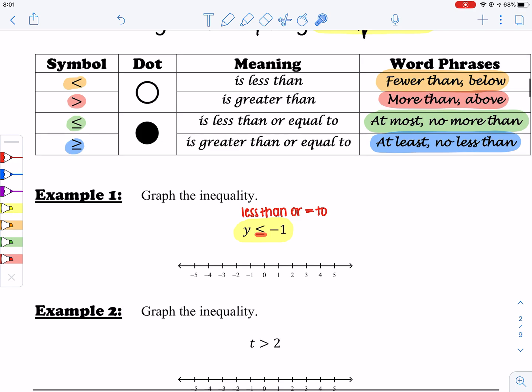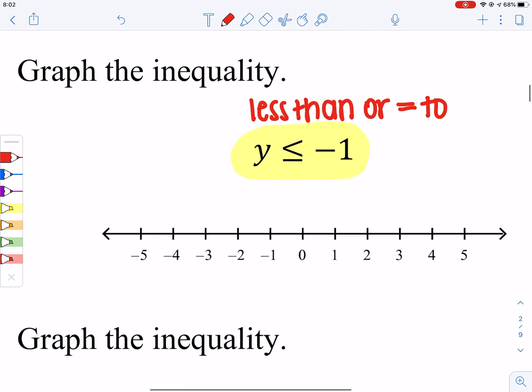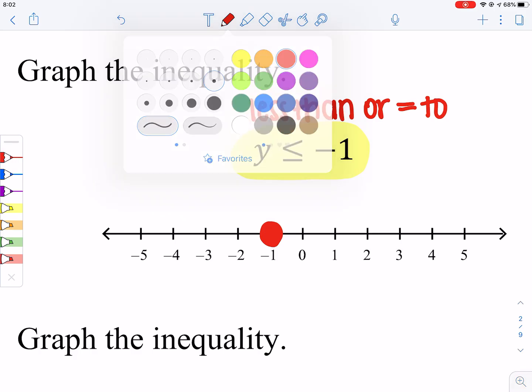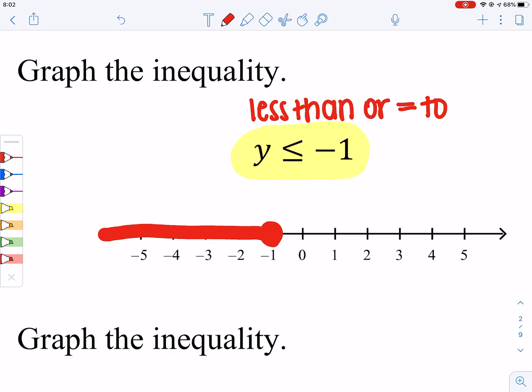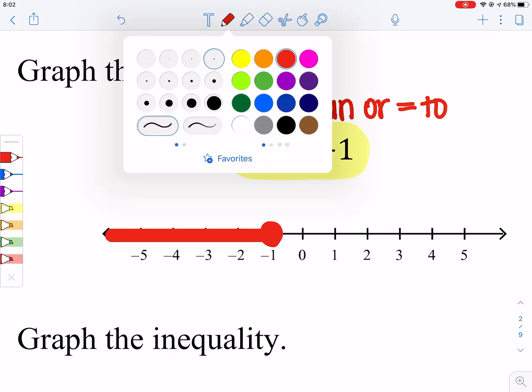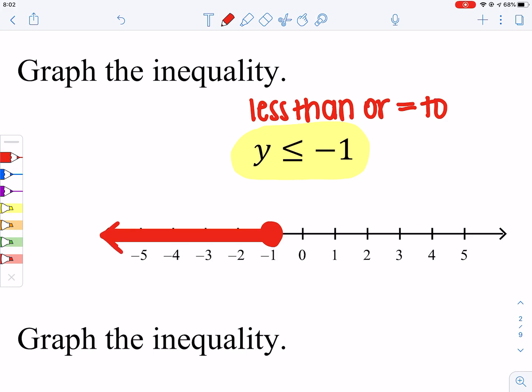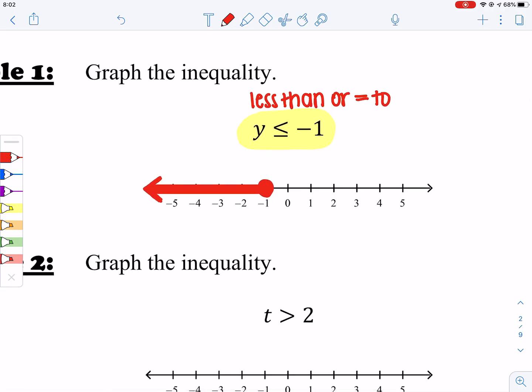As you can see in your chart up top, the symbol less than or equal to uses a closed circle. So on the number -1, you're going to put a closed circle. And then again, it's all the values that are less than or equal to -1. So if I want all the numbers that are smaller than -1, I want to color my graph to the left. Go ahead and shade your graph to the left. When you're done with your shading, always put an arrow at the end just to show that if your number line were bigger, your inequality would keep going. It would keep coloring in.